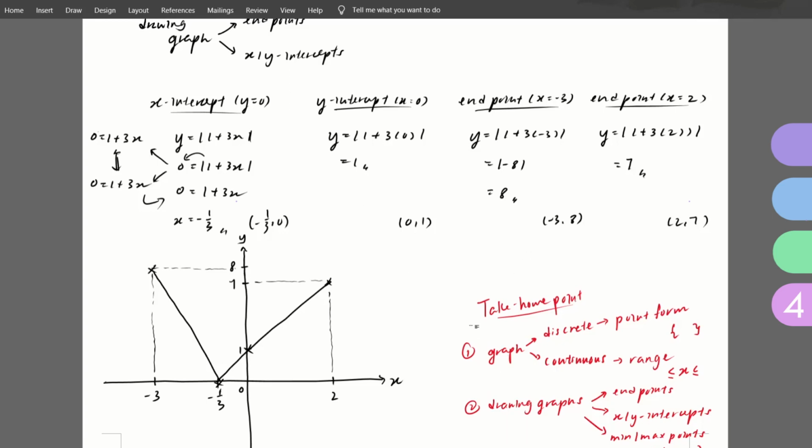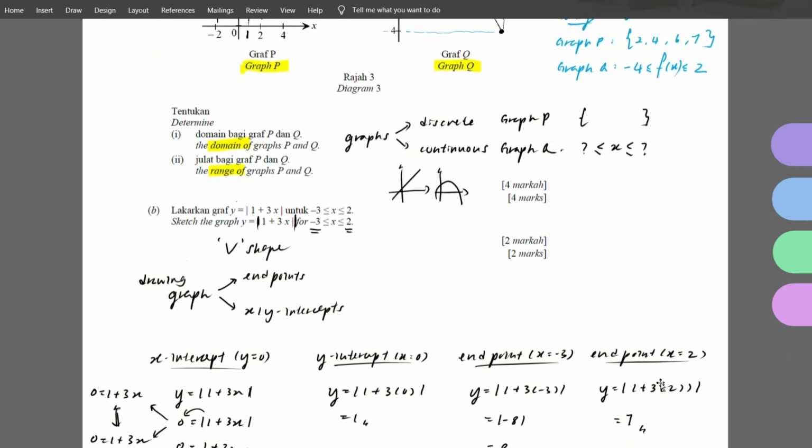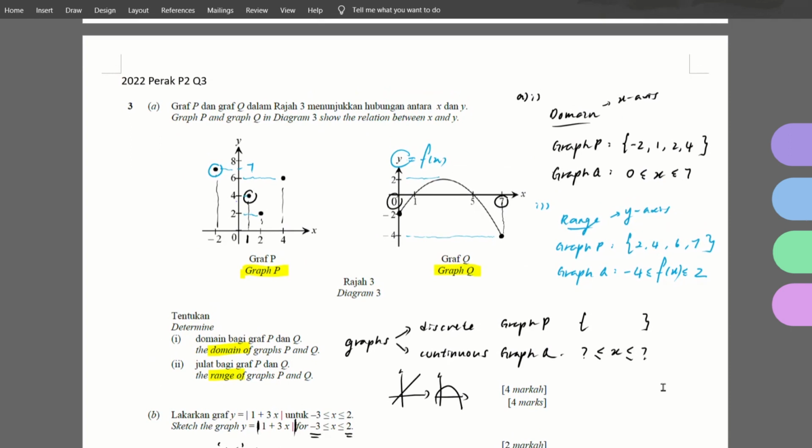Another thing is to draw graphs. So for drawing graphs, you need to remember these 3 things. The first one would be the endpoints. So make sure we know when the graph starts and ends. The other one would be our x and y intercepts. And the last one, which we will see in some questions in chapter 2, is that we need to also include the minimum and maximum points.